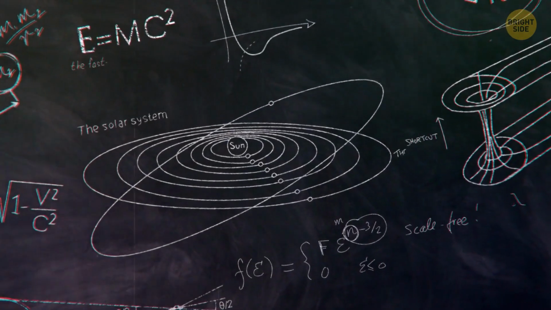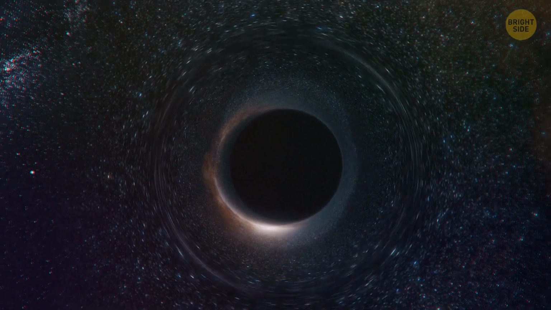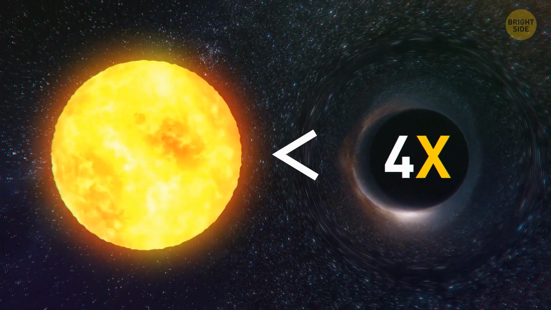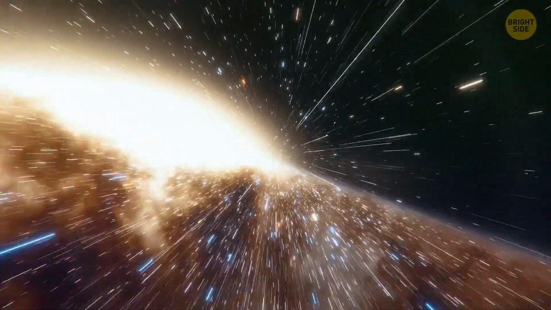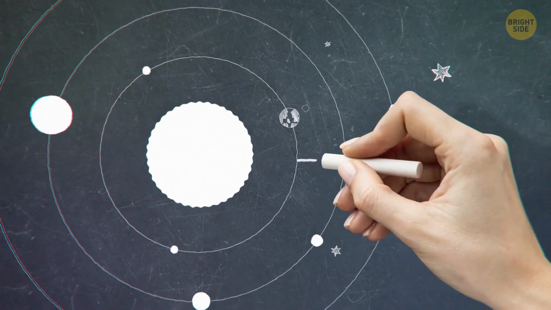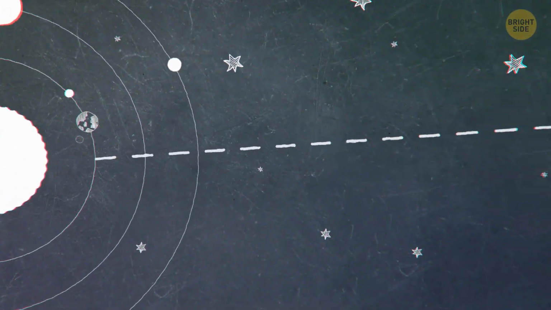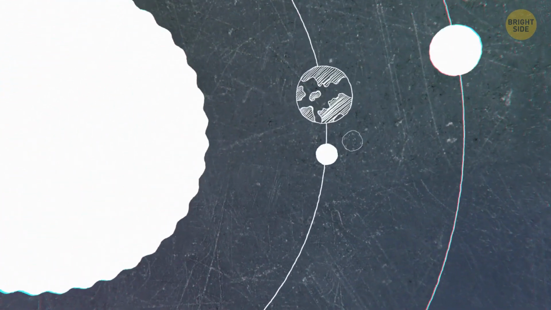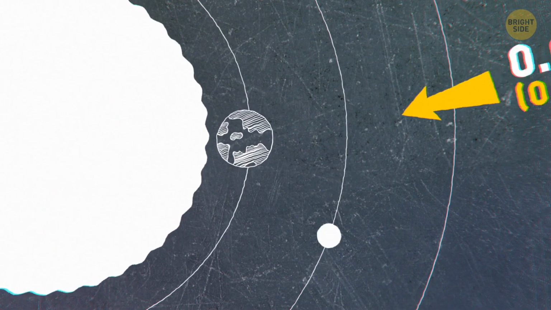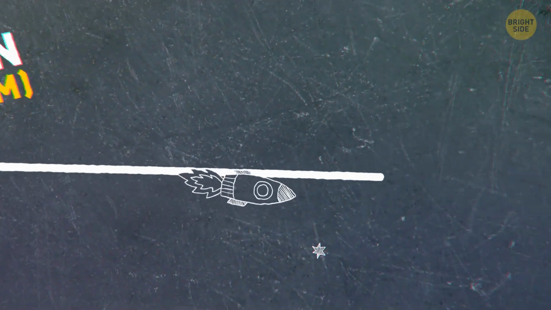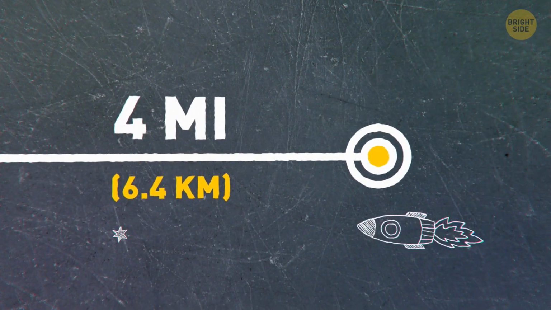This particular black hole is considered relatively small, but despite this, its mass is 4 times bigger than our Sun, and it's 2,500 light-years closer to Earth than the next nearest black hole. But don't worry. For people, the distance of 1,000 light-years is unreachable. For example, if we were to make a model where the Earth's distance to the Sun was only 0.05 inches, you would have to travel about 4 miles to get to this black hole.